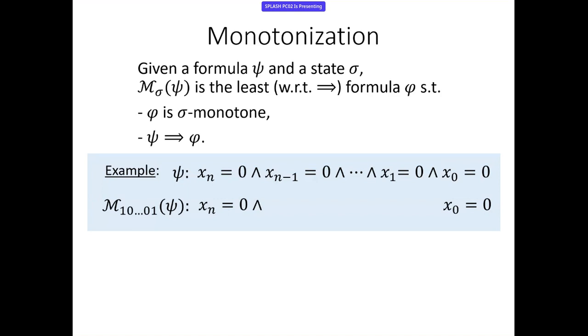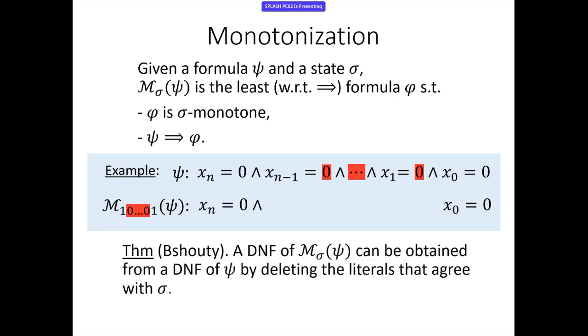So one thing to observe here is that one way to obtain the monotonization from the original formula is by dropping all the variables that make the original formula non-sigma monotone. So here we drop all the literals that agree with the corresponding value in sigma. This holds for a conjunction, and it also holds for disjunctions of conjunctions. So Bshouty shows that a DNF representation of the monotonization can be obtained from a DNF representation of the original formula by dropping the literals that appear in the same polarity as they appear in sigma.